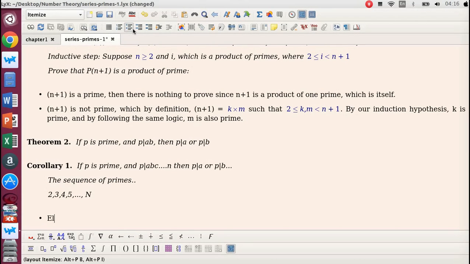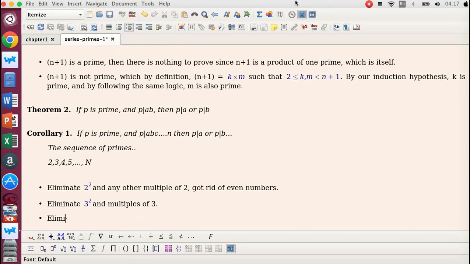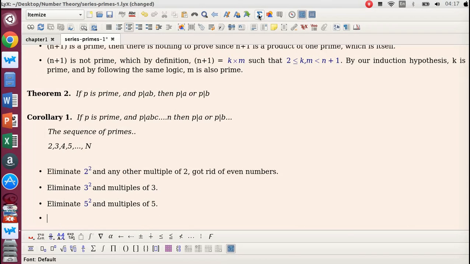We eliminate 2 squared and any other multiple of 2. Then we have gotten rid of the even numbers, and then we eliminate 3 squared and its multiples. Then eliminate 5 squared, and of course not 4 squared, because all even numbers are already taken care of, and the multiples of 5, and so on until you're left with numbers. The numbers you're left with are the primes.